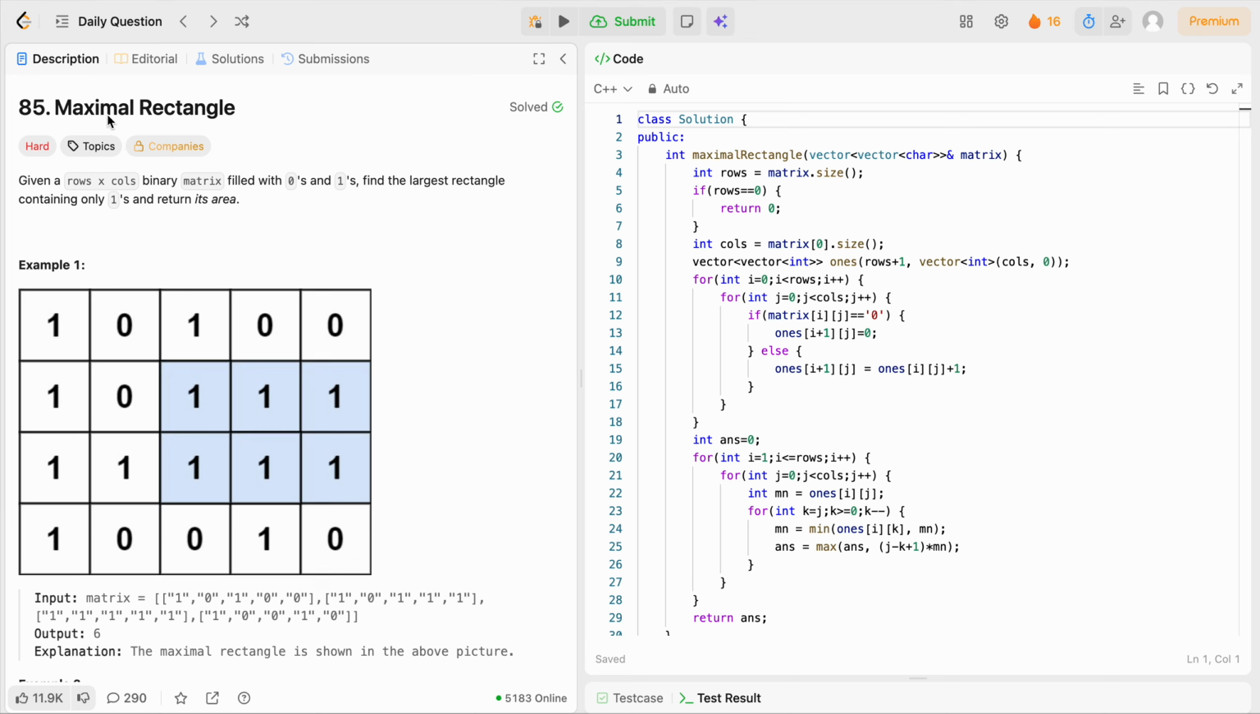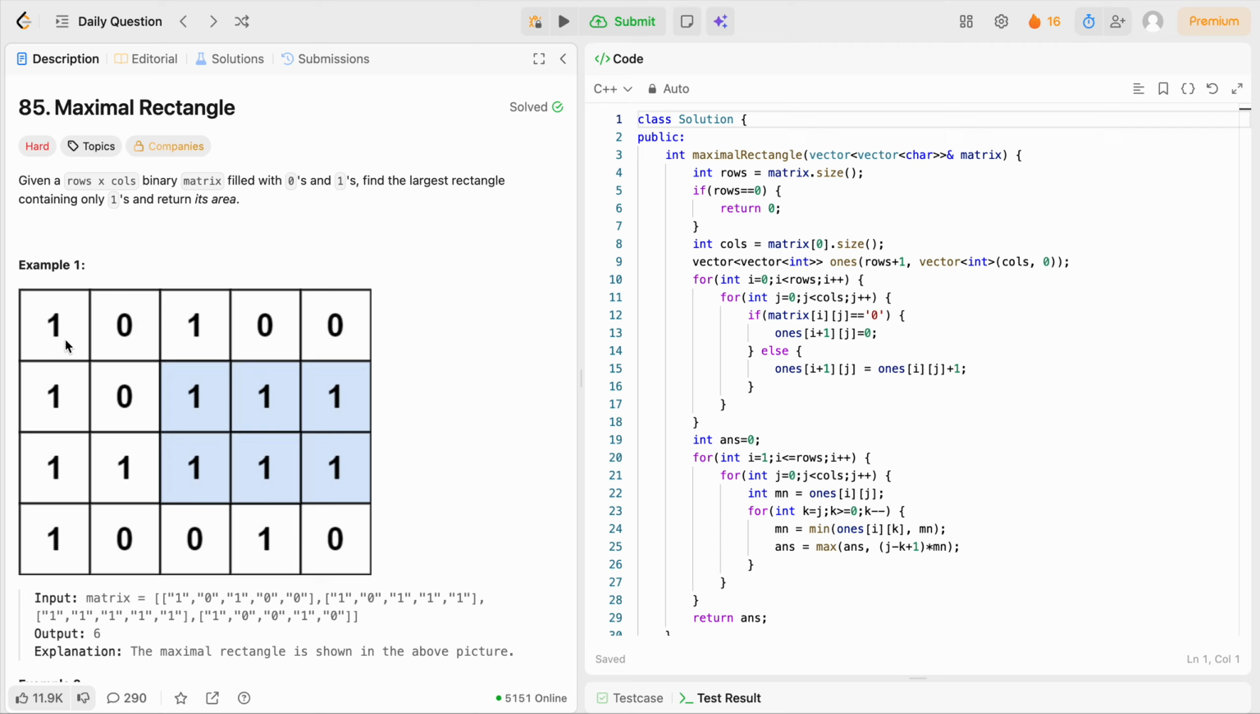To look at the maximal rectangle problem. Here we have been given a matrix of 0 and 1, and we need to find a rectangle with maximum area which has only ones, right?